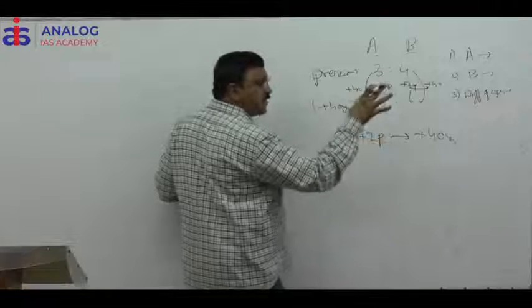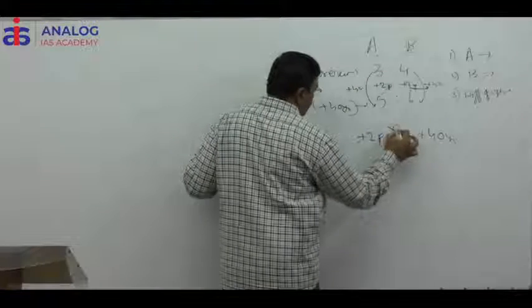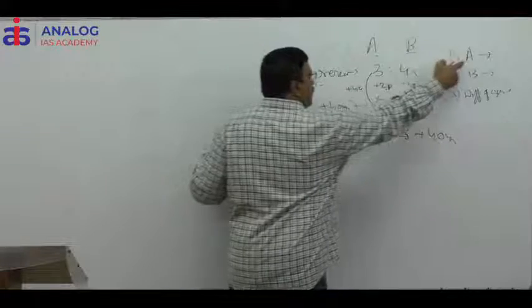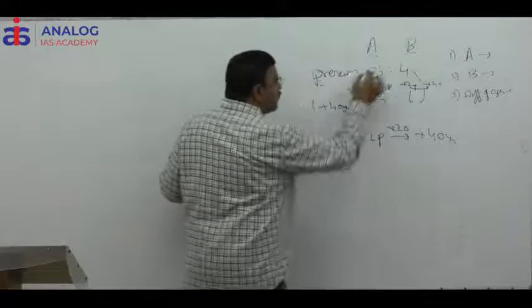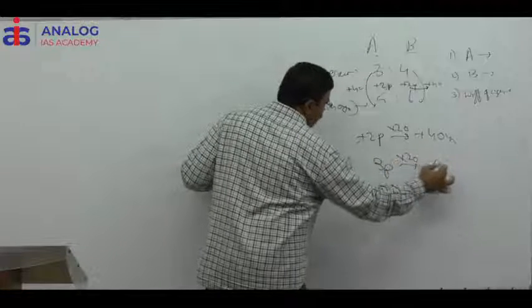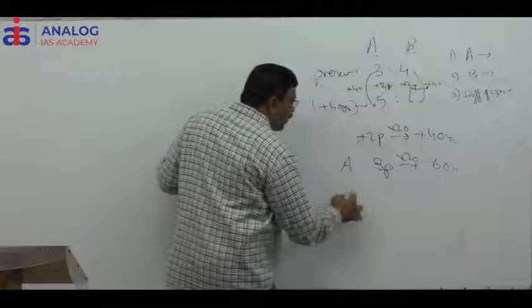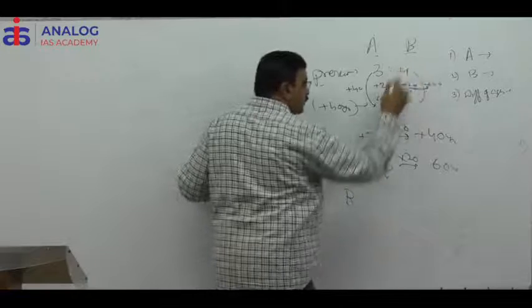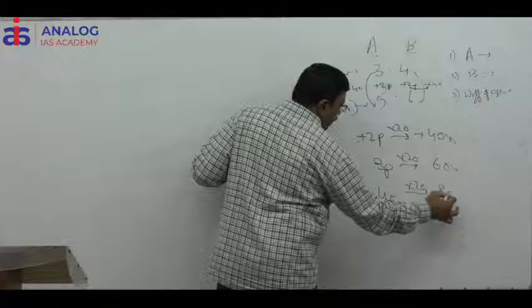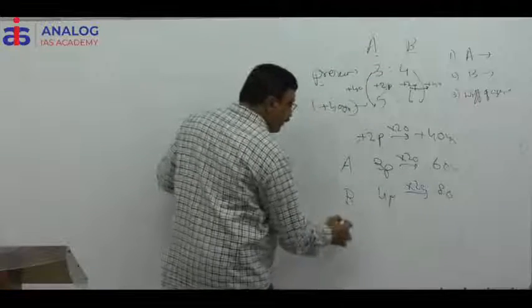Once you got the logic, that's enough. 2 into how much is 40? 20. That's all. Now, present age of A. We need present age of A. How many parts? 3 parts. 3 parts is 3 into 20. How much? 60. Present age of B. How many parts? 4 parts. 4 parts means 4 into 20. That is 80.